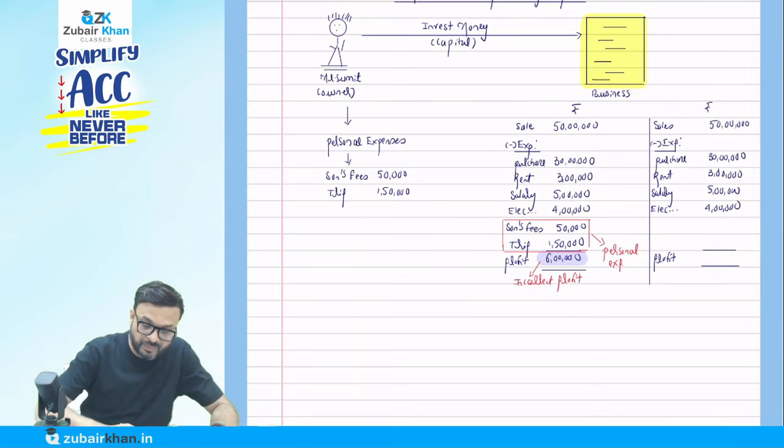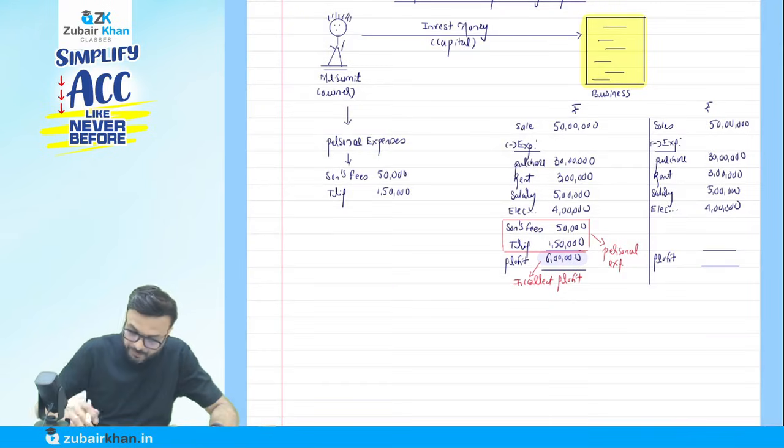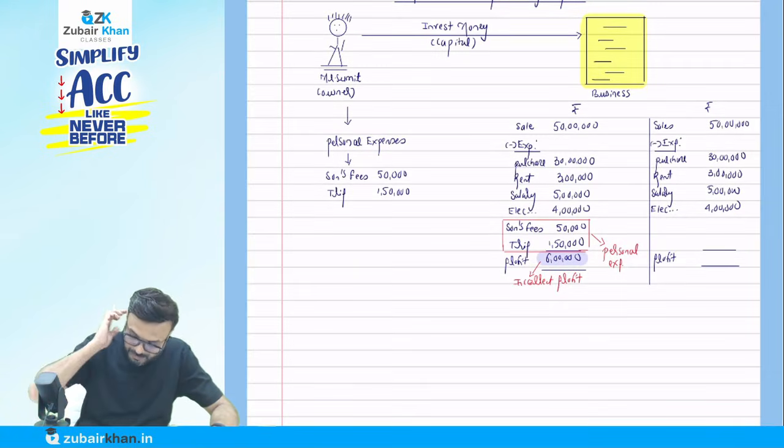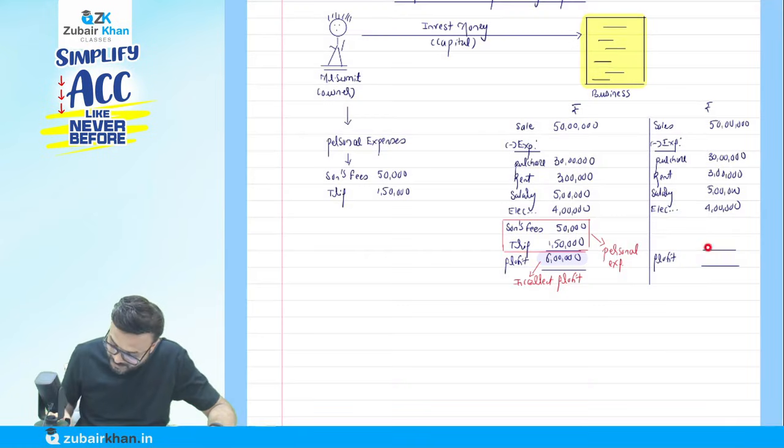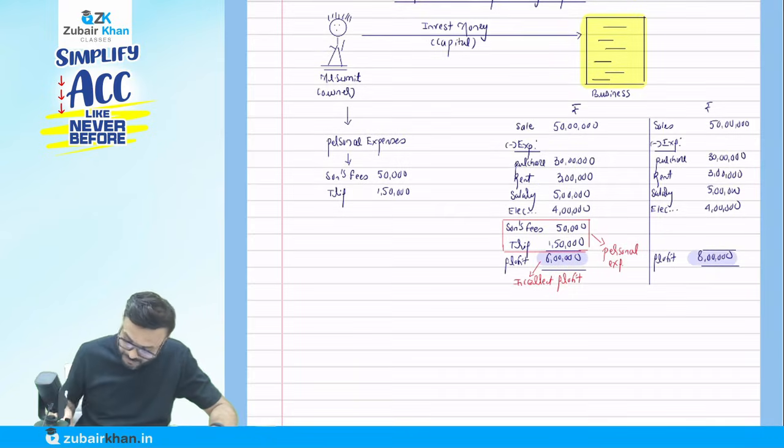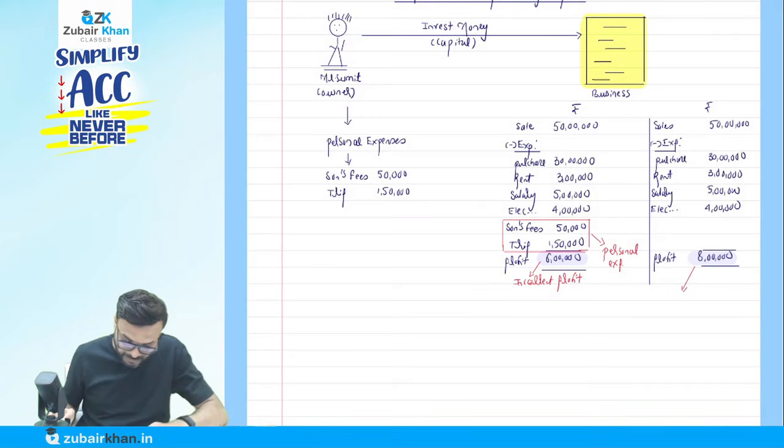So if I say that 50 lakh is the sales of my business, minus 30 lakh, minus here 3 lakh, minus here 5 lakh, and minus here 4 lakh, that is coming to 8 lakh. These 8 lakh is actually the correct business profit. So it's a correct profit that we have.